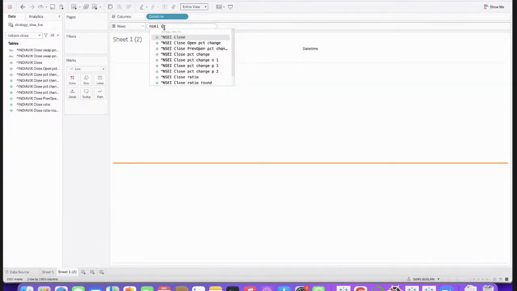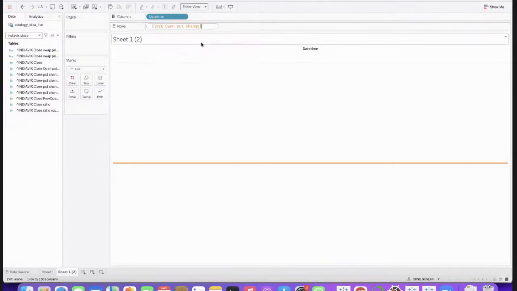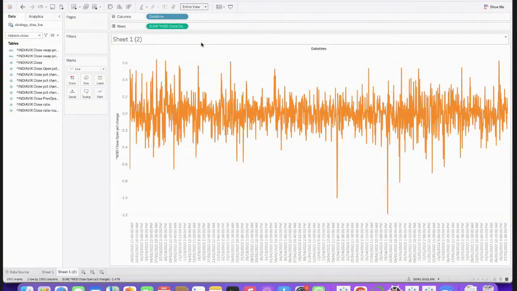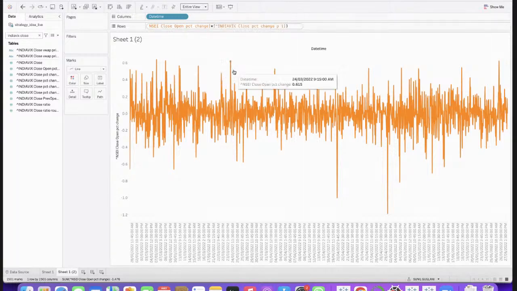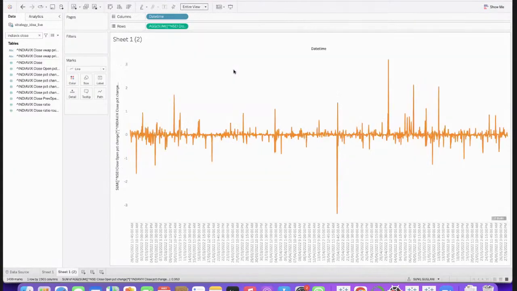NSCI close percentage change. I'll take this here. So this is how it looks like. But now, this is my hypothesis that this is negatively correlated with India VIX. So I will take India VIX of the previous candle and just do this again. And because those are negatively correlated, I will just multiply it with -1.